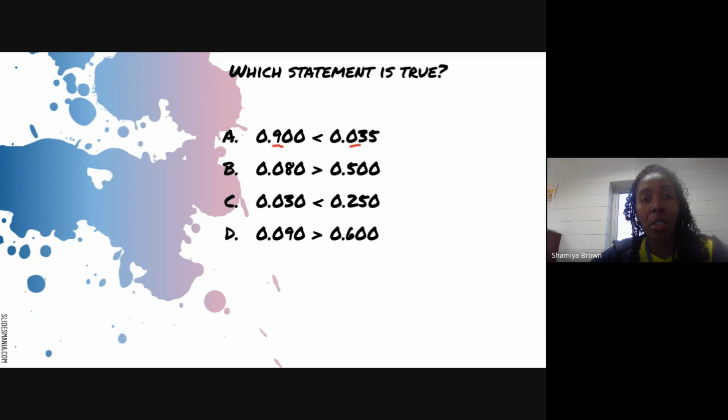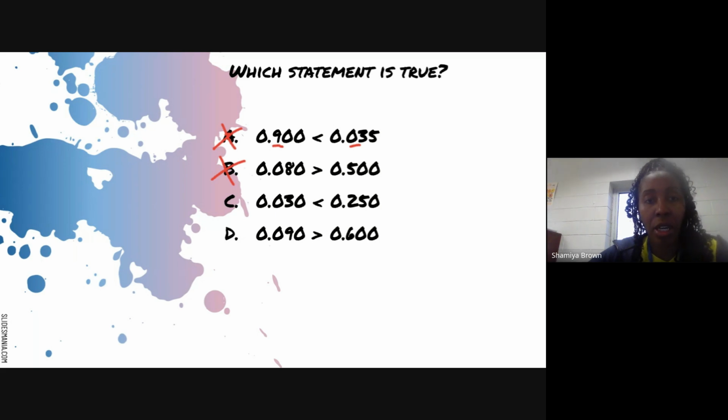So I know this one is not true because they're saying that 900 thousandths is less than 35 thousandths. So that's not true. So I'm going to mark through that one. Then for this one, I have a 0 in the tenths place and a 5 in the tenths place. Well, that tells me that this number is smaller than this number. So their comparison statement says this number is greater than this number. That's not true. So I'm marking through that one.